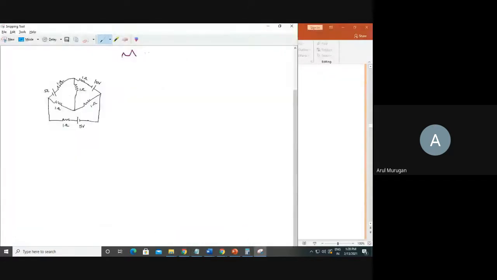Mesh analysis. First, does the circuit belong to mesh analysis or super mesh? First you want to see what a super mesh is. Loops are there. How many loops? 1, 2, 3. Three loops are there. A super mesh occurs when two loops intersect at a current source, only a current source, not a voltage source. Here no, here no. So it's a mesh analysis, not a super mesh.